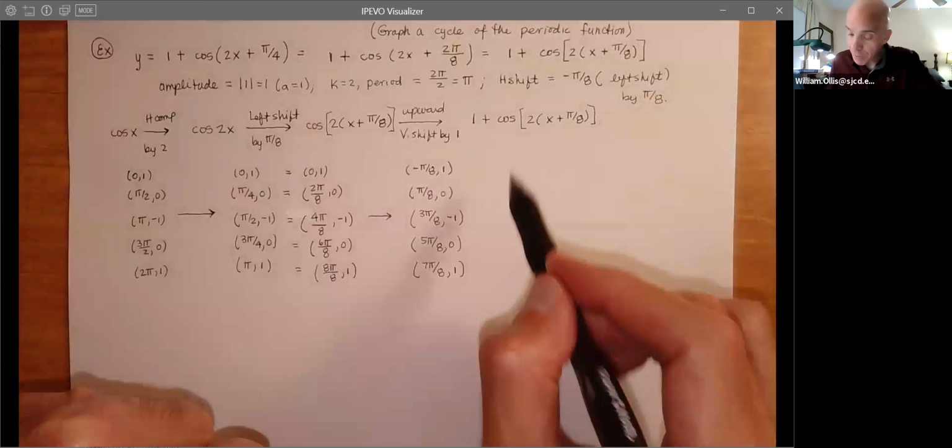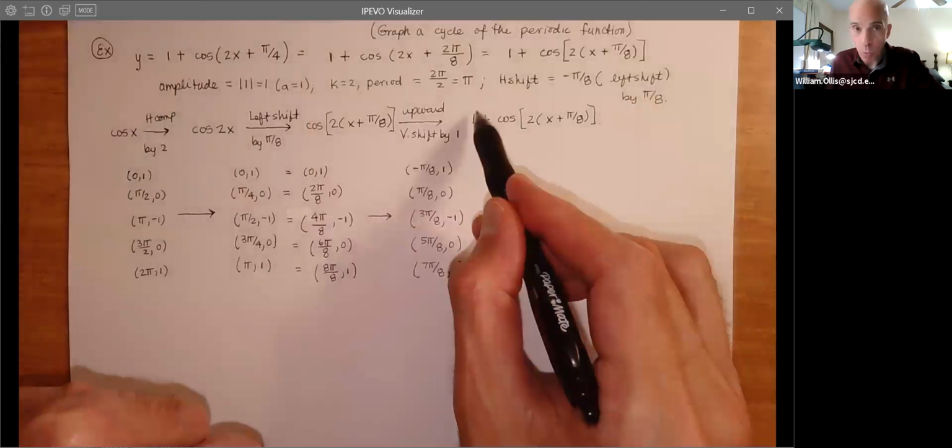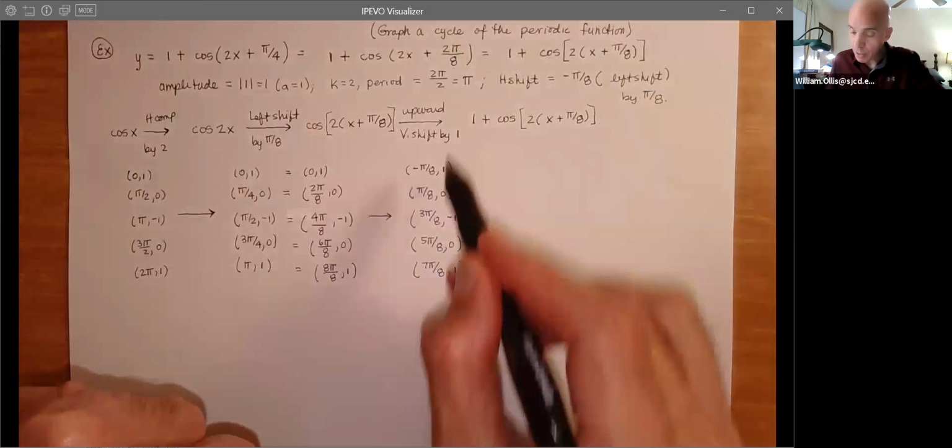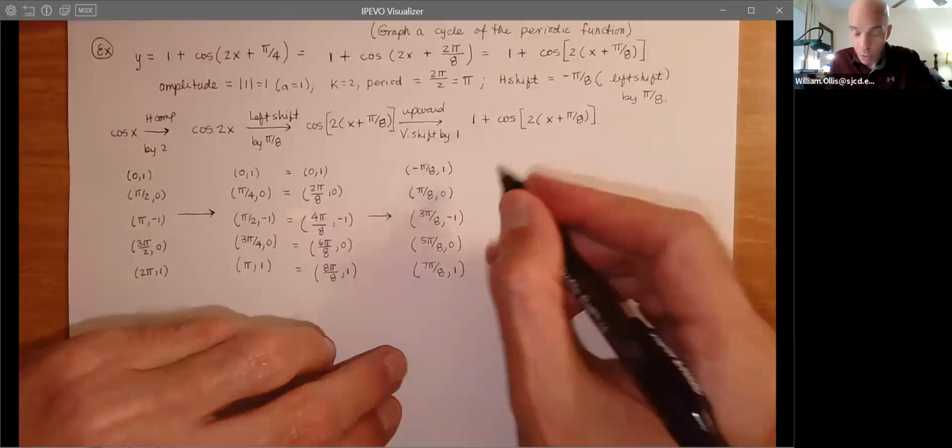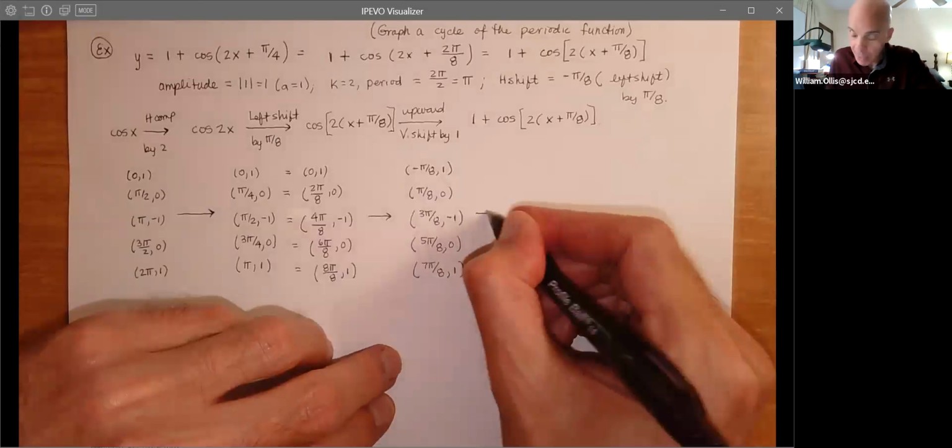And so now the last bit, all we have to do is add 1 to all the y coordinates, because we have an upward shift by 1. Well, how simple is that? It's so easy, we make a mistake, right?